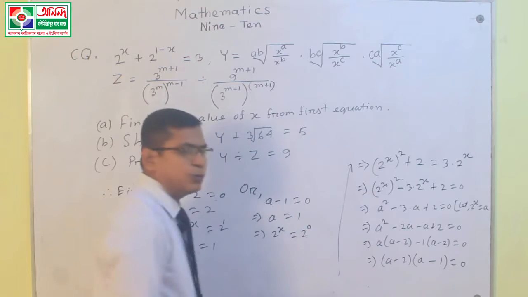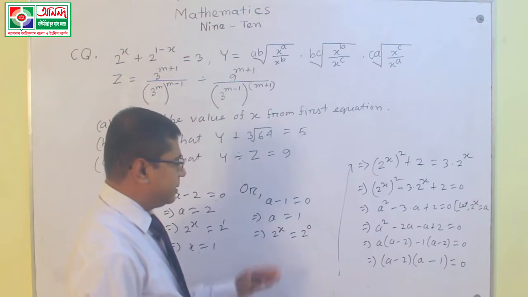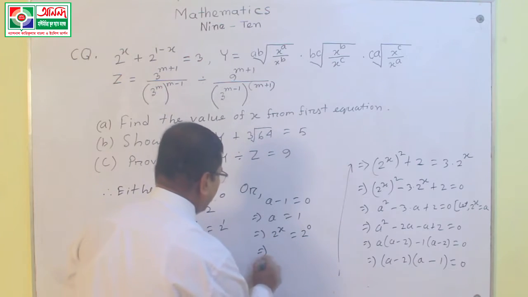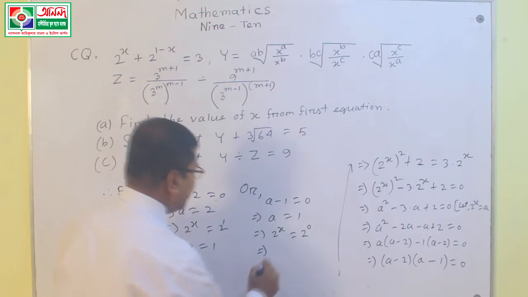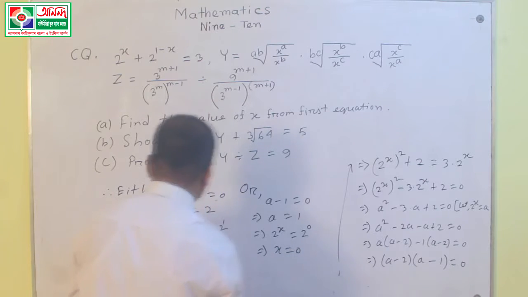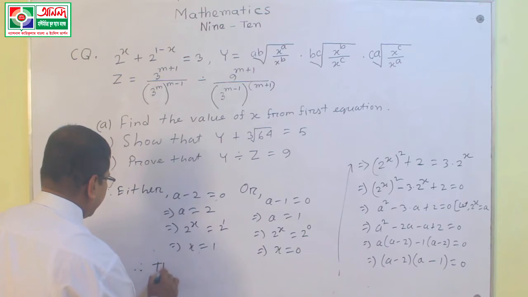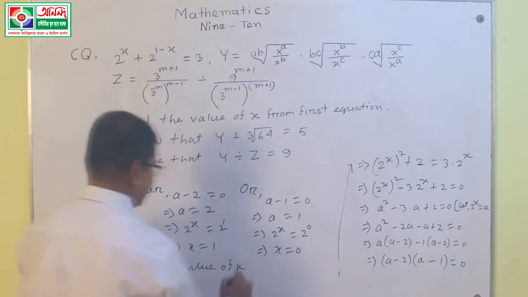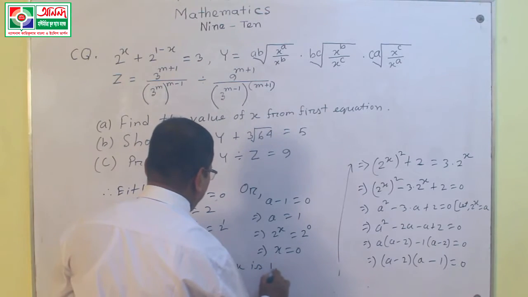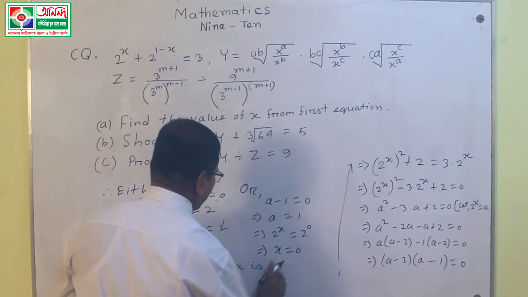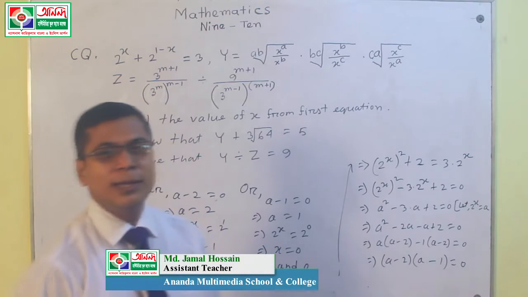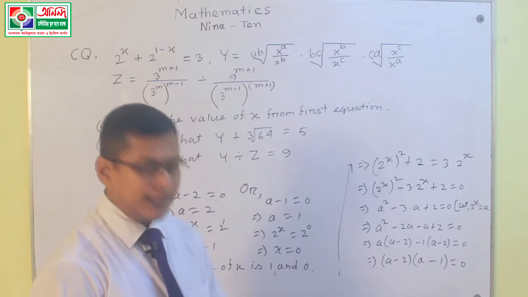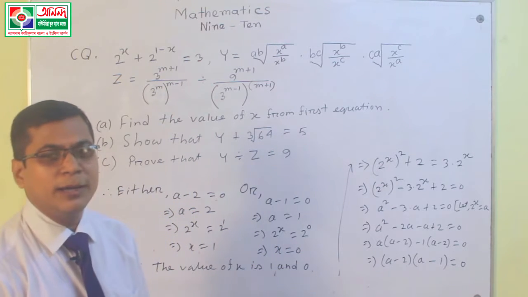We know x to the power 0 is equal to 1. In the same way we can write 2 to the power 0 is equal to 1. Here, look, the bases are the same, so you can write x equal to 0. Therefore the value of x is 1 and 0. Dear students, I hope you have understood question number A. Now we will do question number B.